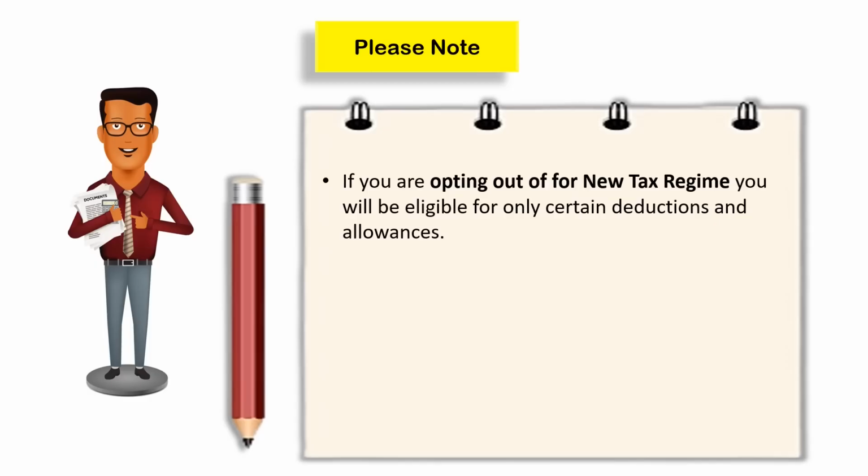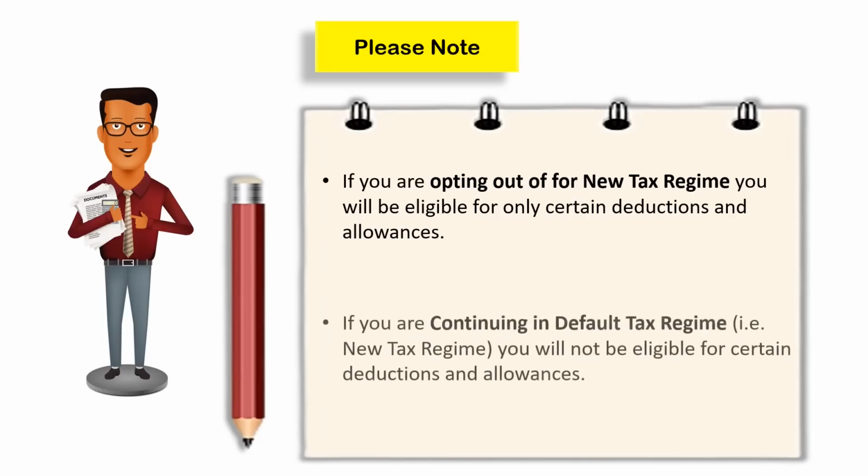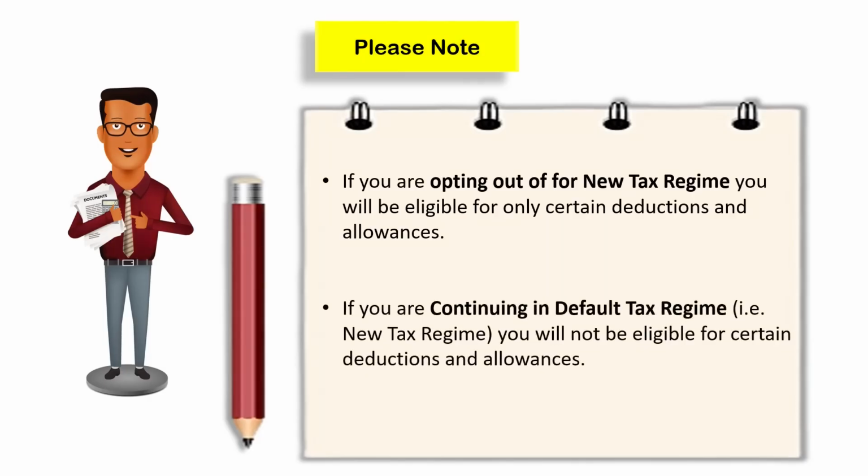Please note, if you are opting out of the new tax regime, you will be eligible for only certain deductions and allowances. If you are continuing in the default tax regime, that is a new tax regime, you will not be eligible for certain deductions and allowances. To know more, you may refer to our video on new tax regime versus old tax regime.